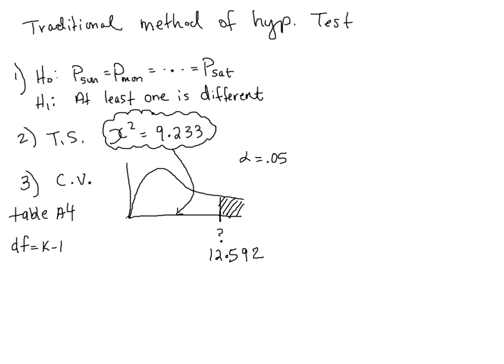Definitely outside, right? Yeah, because remember, this one starts at 0, so that 9.233 is to the left of 12.592. So it falls outside of the shaded region, so we would fail to reject. So if we fail to reject the null hypothesis, we still believe the null hypothesis. We still assume it's true. And what the null hypothesis says is that accidents occur with equal frequencies, that our probability of getting into an accident on all the different days, they're the same.